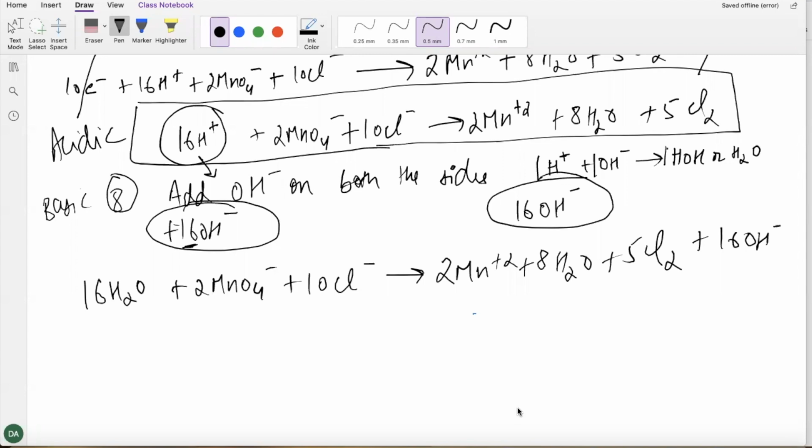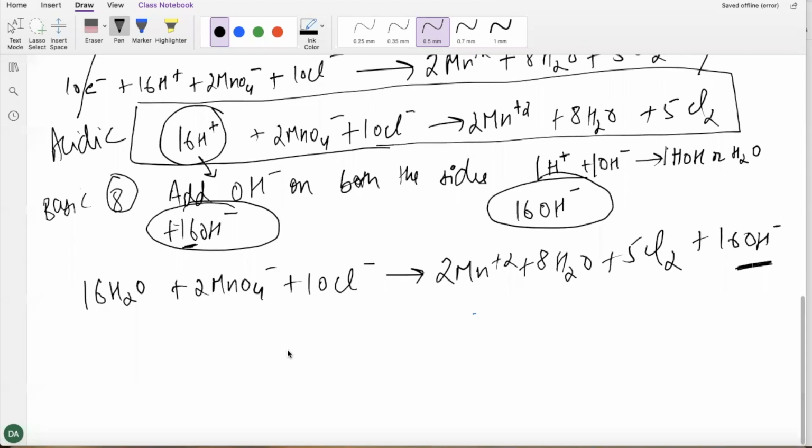And now, do you see what we have now? Does this reaction look acidic or basic to you guys? Basic. What makes it basic? The 16 OH minus at the end. That's what is making the solution basic. Now, do you see if we have formed something new that can be canceled? So in this case, the water.